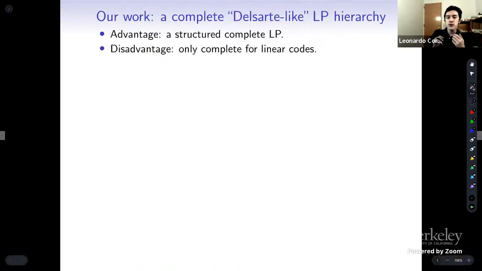And what we do is provide a complete hierarchy of linear programs. And it's not just a hierarchy of linear programs, it's very structured. It's going to look very much like the Delsarte linear program, so that we have some hope of actually analyzing it. Now, as you might expect from the title of the talk, it's really only going to work well for linear codes. For nonlinear codes, the hierarchy exists, but it's not going to be very good.